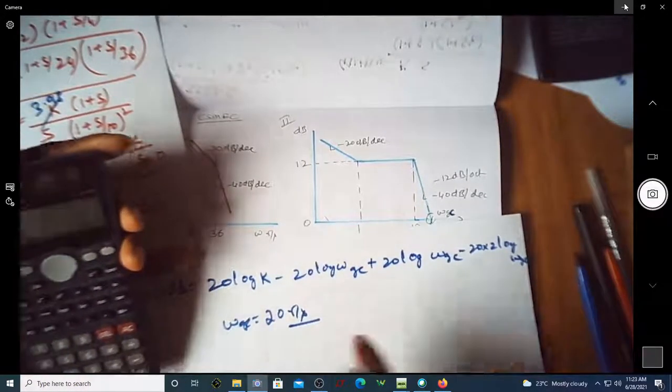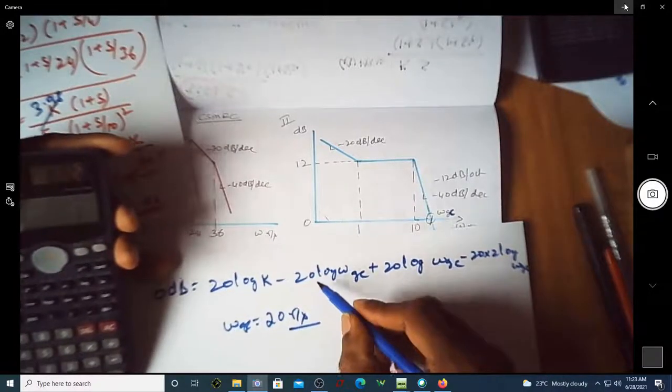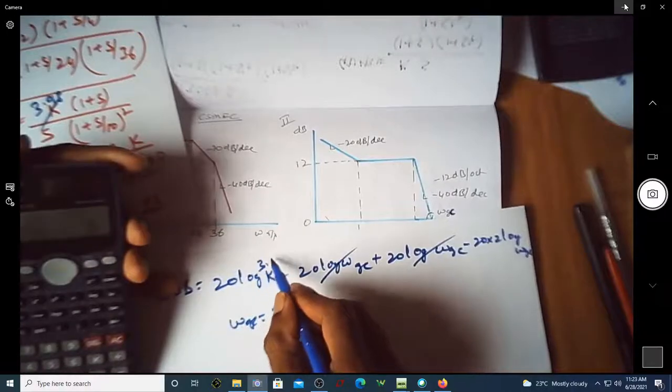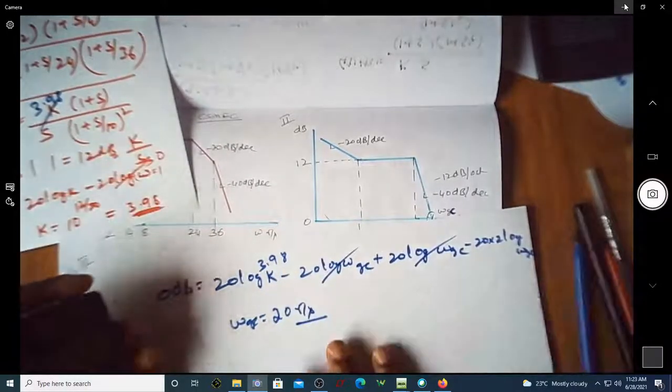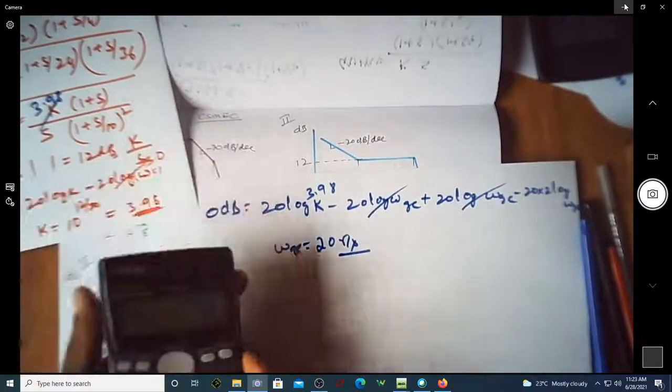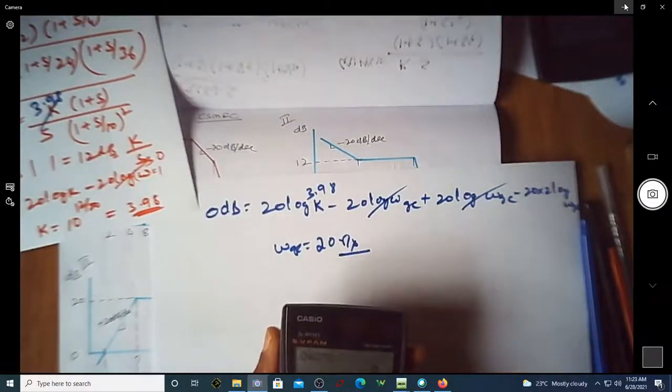So using calculation also you can get it. Of course, these two will go off because it is plus minus. This is 3.98. Let us try to find out. 0 equals 20 log of 3.98 minus 40 log of omega gc.